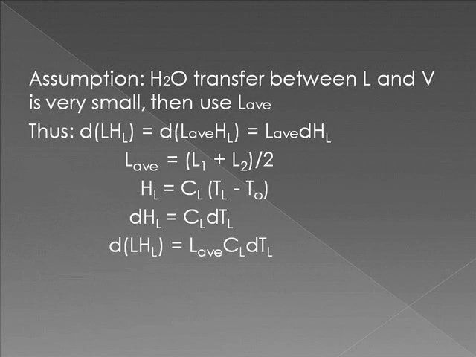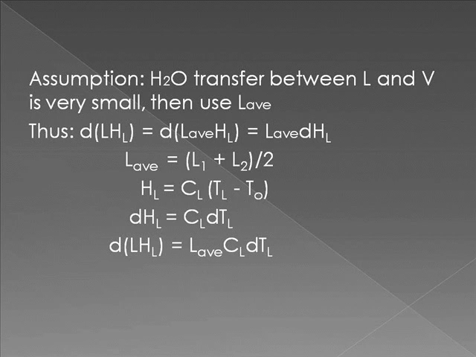Since the water transfer between the water and air is very small, we can use L average, which is equal to L1 plus L2 all over 2. Thus, DLHL will now be equal to DL average HL, and since L average is constant, we can take that out and we will have L average DHL.